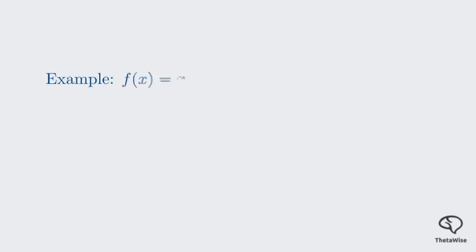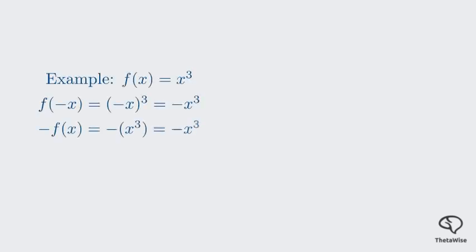A classic example is f of x equals x cubed. Let's test it. f of negative x is negative x cubed, which is negative x cubed. And negative f of x is negative x cubed.